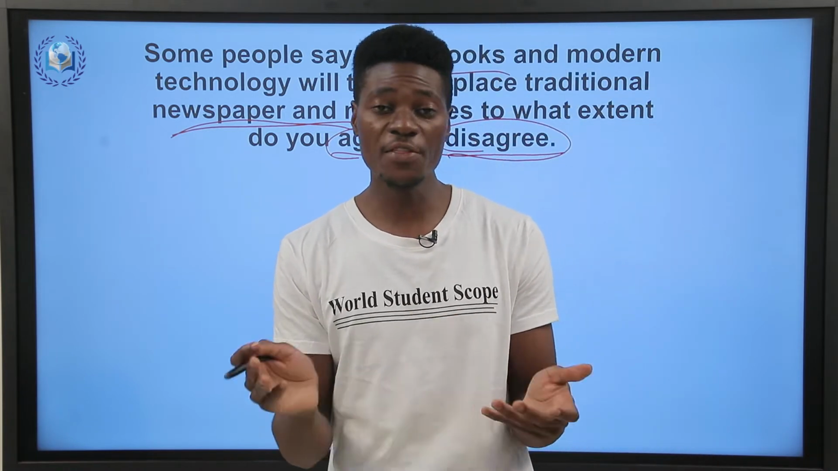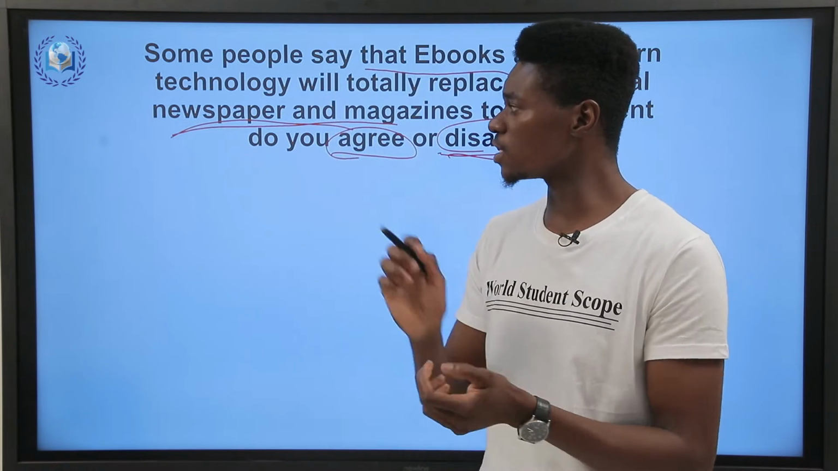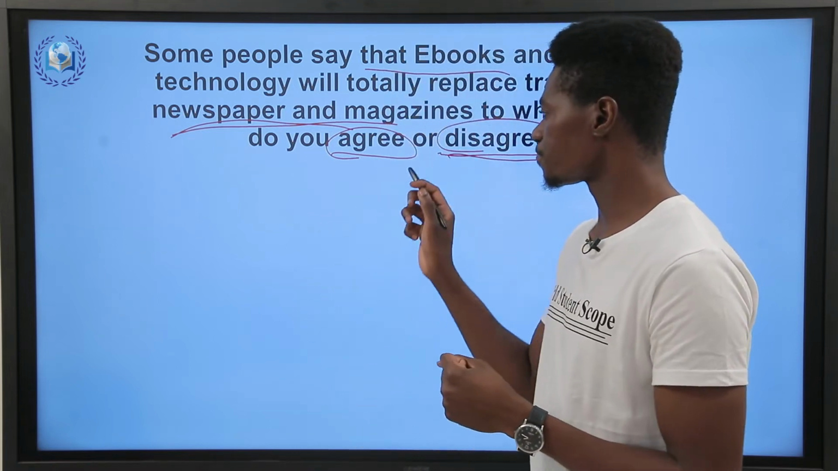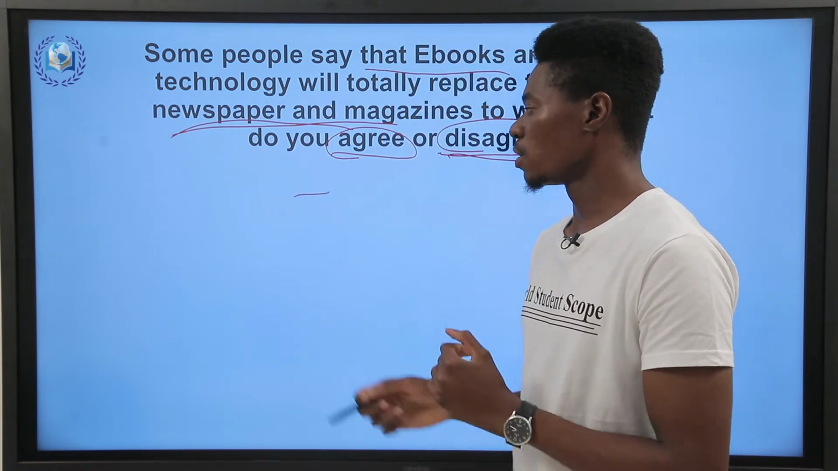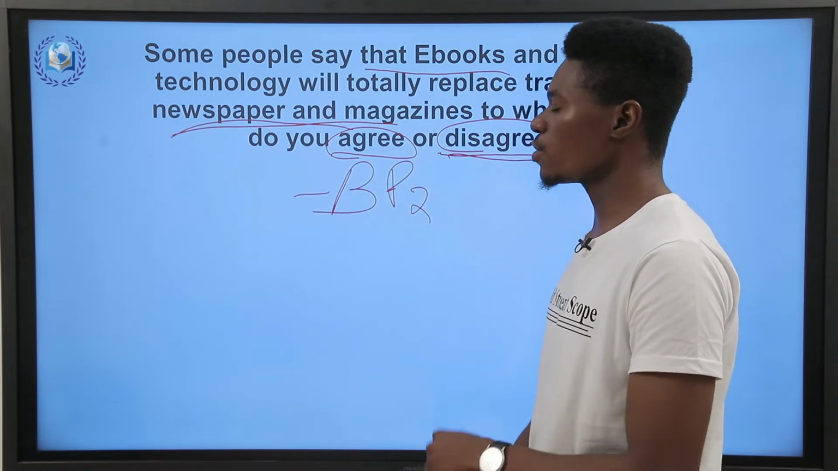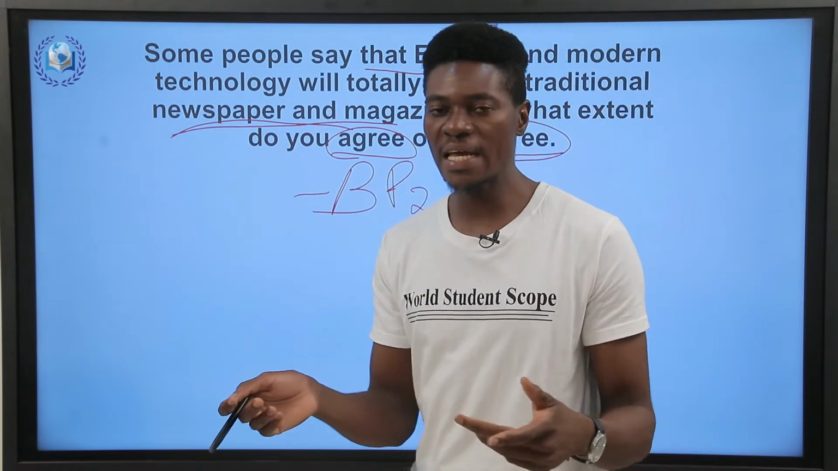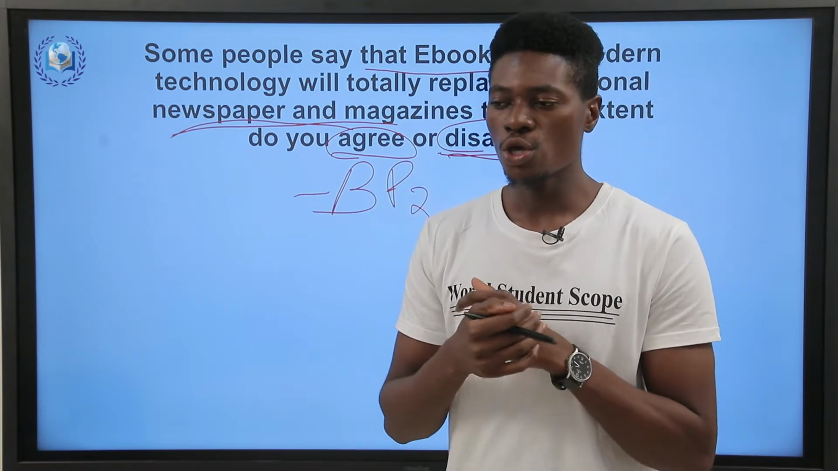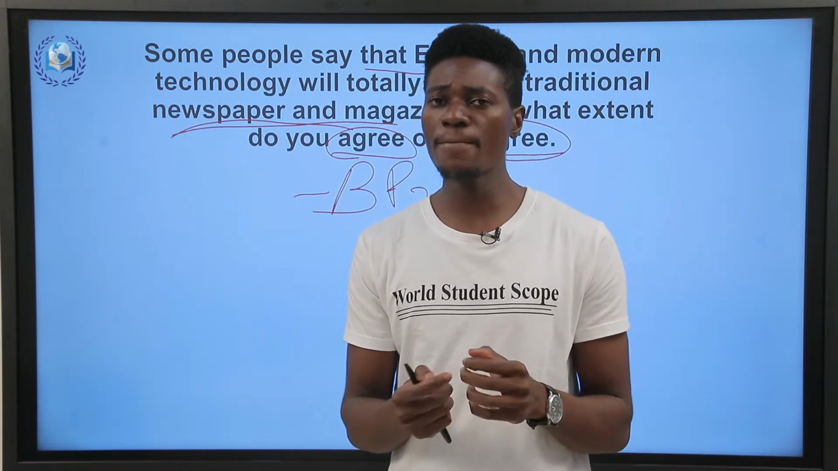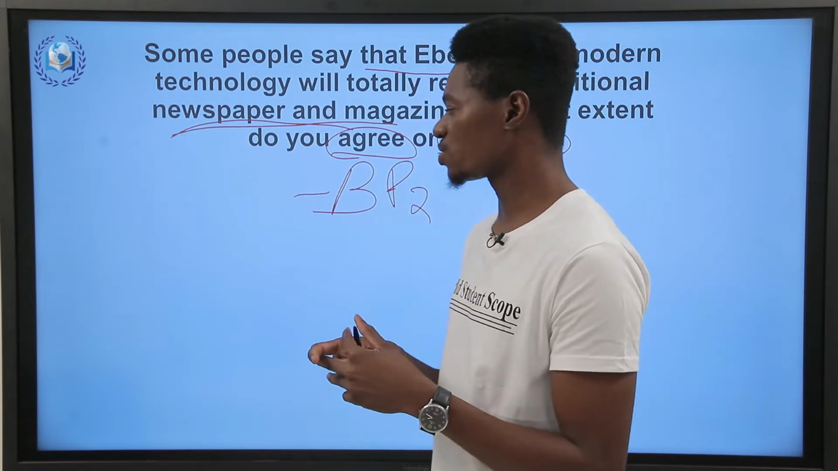Let's take a look. What are the importance? What importance does a newspaper have? What importance does a magazine have? Let's try to take a look. In body paragraph 2, we are going to discuss our disagreeing point. Let's say, first of all, usage of the internet or usage of e-books can lead to sight distraction.